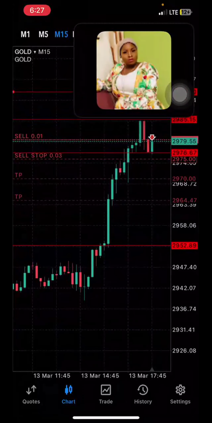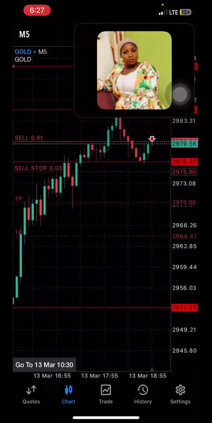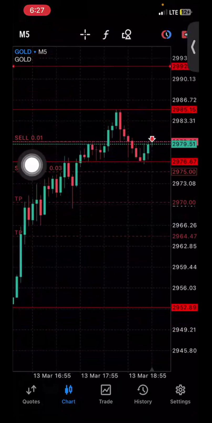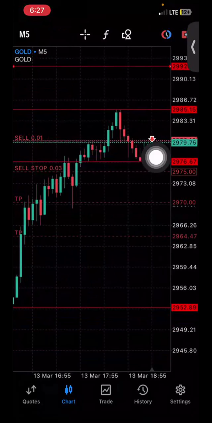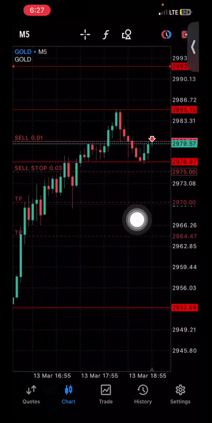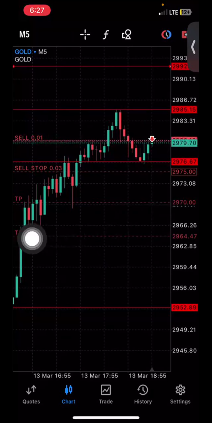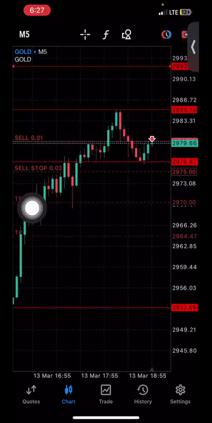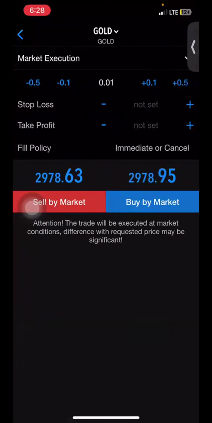Let me go to the lower time frame so that you can see it. You can see I just entered. Look at it, sell 0.01, right? I took it here. You can see the red line showing where I placed my entry. Now, if it drops to 70 and hits 70, that's my take profit, and automatically I'm making $10 in this trade. Do you guys understand?